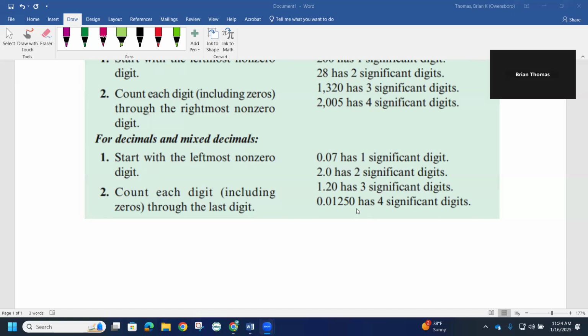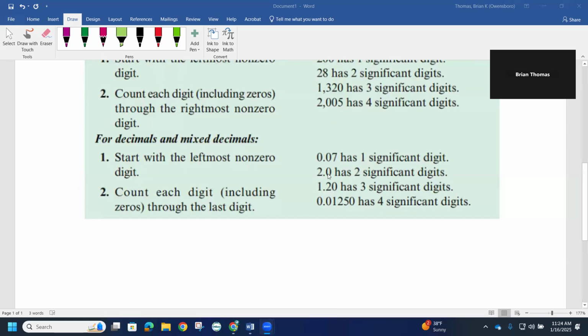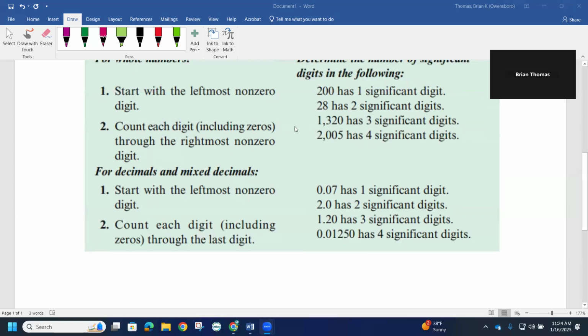If you look at this next example, the furthest left non-zero digit would be the 1, and then I have to go all the way to the right to the end. So the 1, the 2, the 5, and the 0 would be significant digits. Notice these front zeros are ignored here. So with whole numbers, trailing zeros are ignored, but with decimals, front-end zeros are ignored. The trailing zeros are counted. So notice there is a difference between counting with whole numbers and counting with decimals.